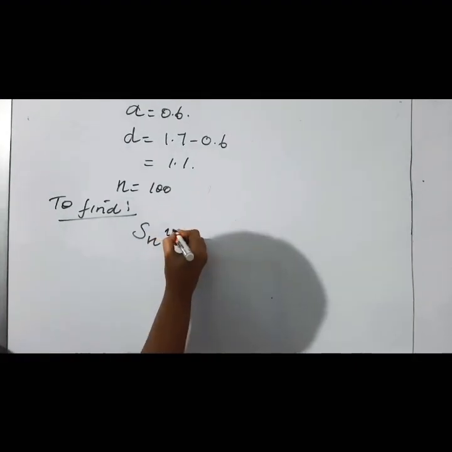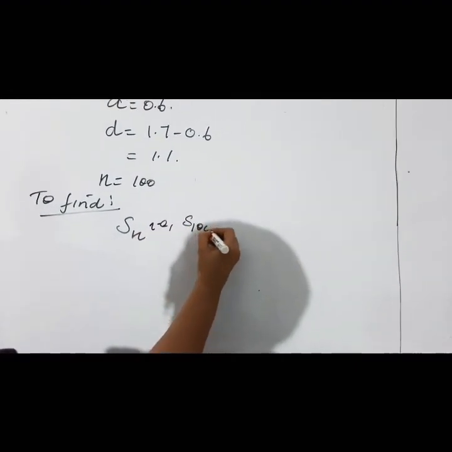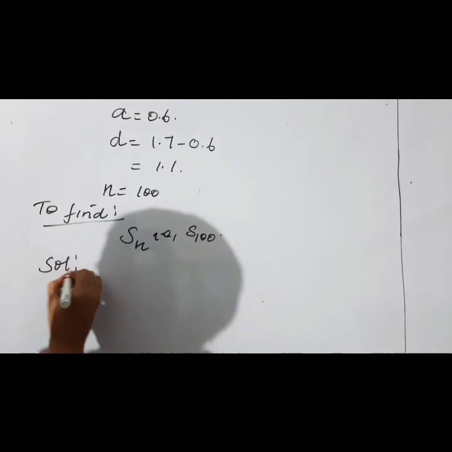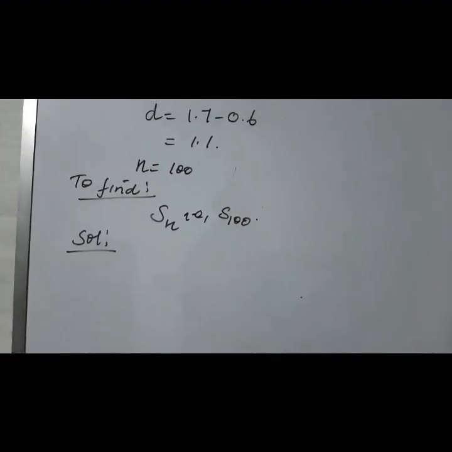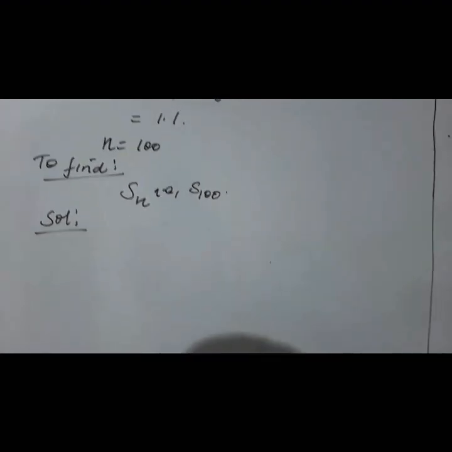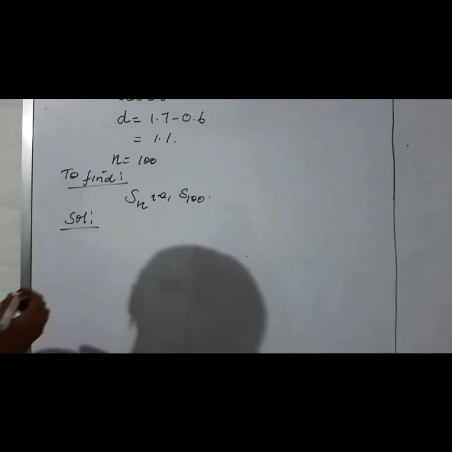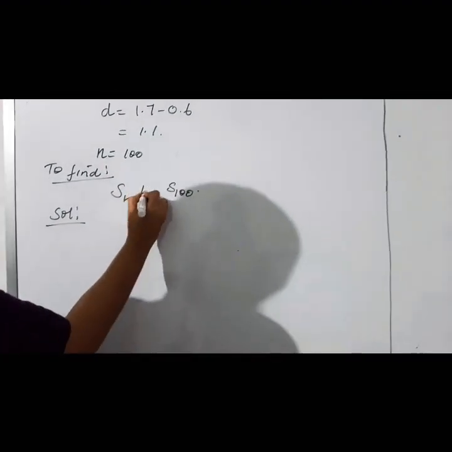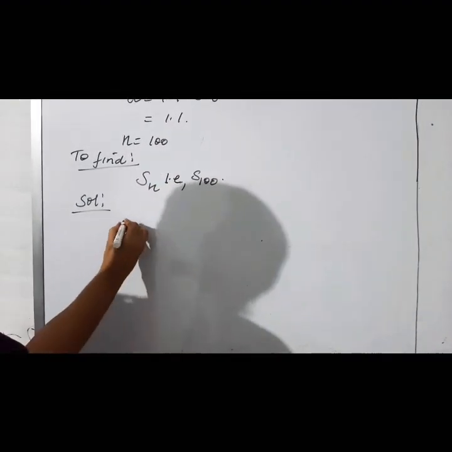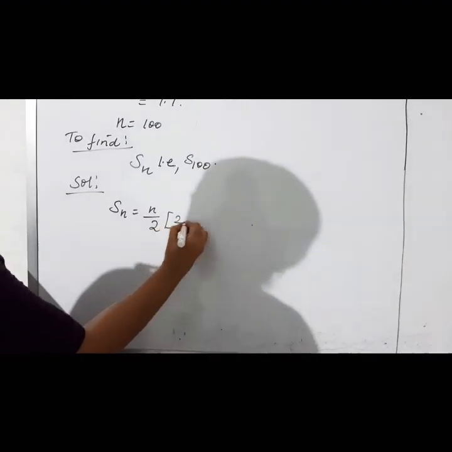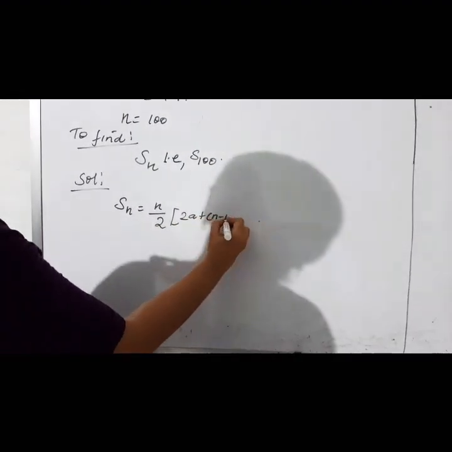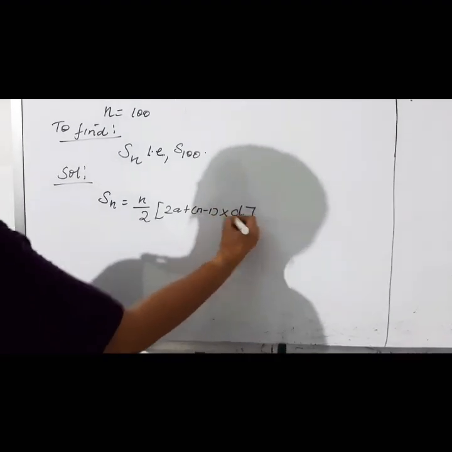That is S100 here. So let's start solving the sum. Before solving the sum, check whether the given AP is finite or infinite. Here the AP is infinite. So which formula will we be using? Sn is equal to n by 2 into 2a plus (n minus 1) into d.